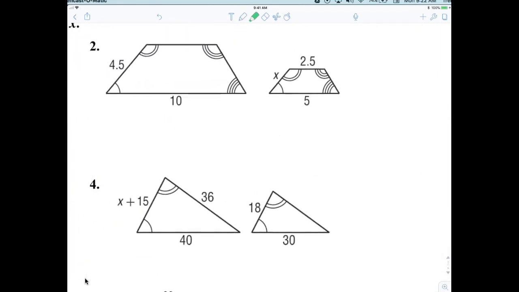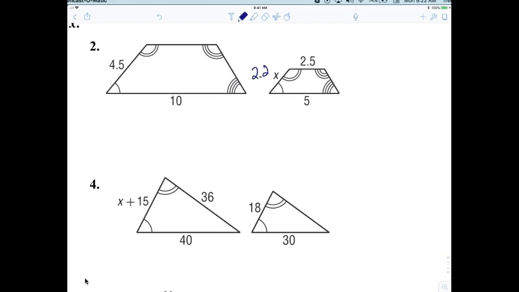All right, so over here, does everybody understand that 5 and 10, I prefer to look at the relationship. The large trapezoid is 2 times bigger. Come on now, you're supposed to be able to see that. Does everybody see that? So then x would be 2.25, which is a common mistake.